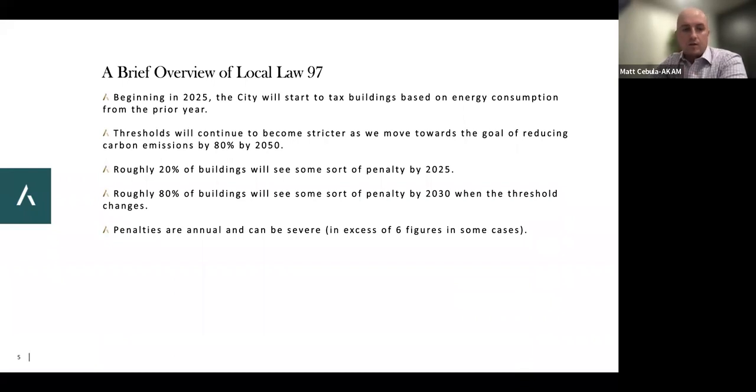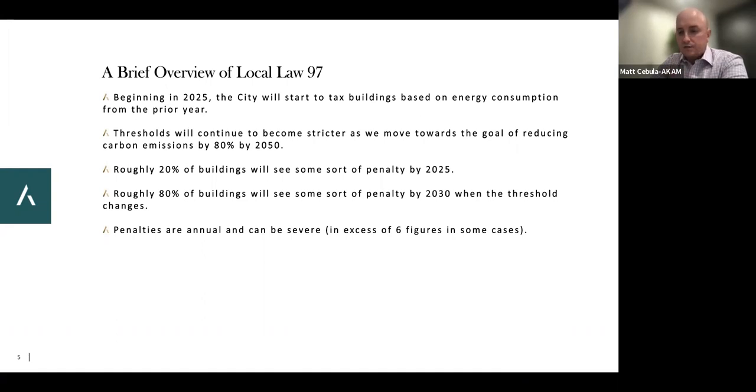So, the end goal here is to reduce the carbon emissions for the city by 80% in the year 2050. We have two benchmark years upcoming, and that's 2025 and 2030, where the city will really assess how much carbon your building produces, and then you have to hit certain thresholds in order to avoid the fines. And the penalties, just like every local law that is in existence, they come with penalties if you're not in compliance. When it comes to Local Law 97, the penalties if you're not in compliance can be excessive. I mean, they can be in the hundreds of thousands of dollars.